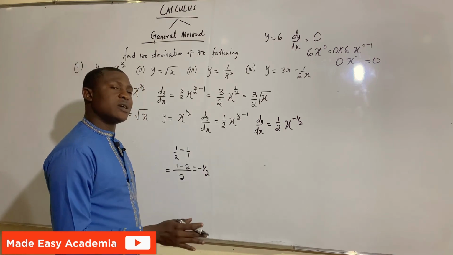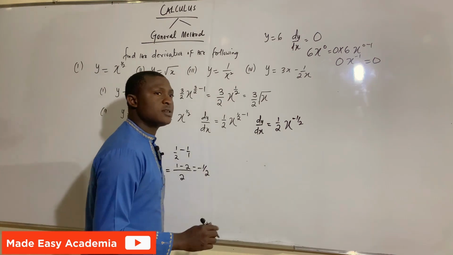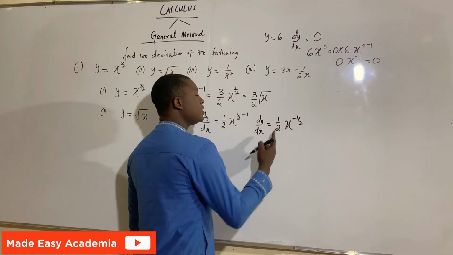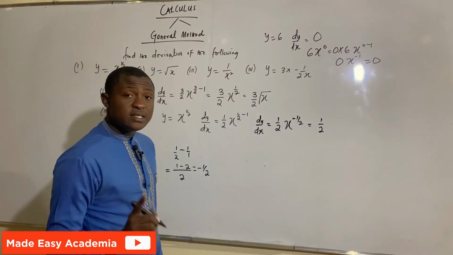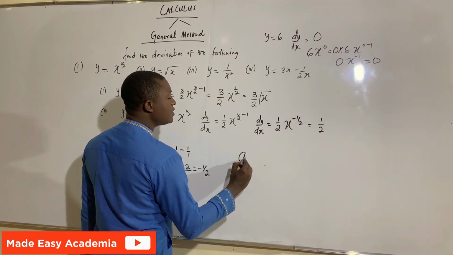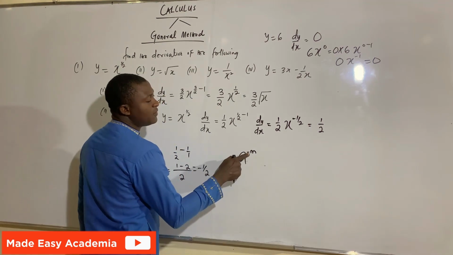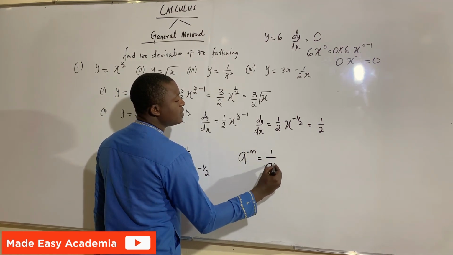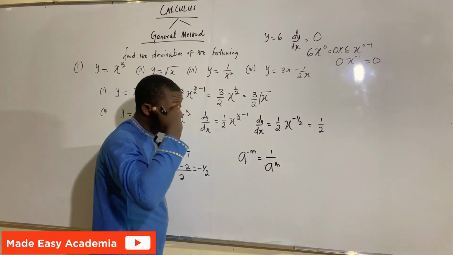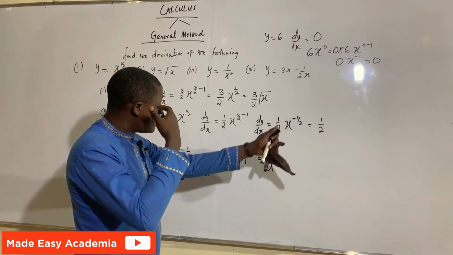So I want to be breaking them down one after the other, so that there won't be any issue with that. Okay, so now here, you can have this one to be 1 over 2. If you recall under indices as well, if I have a raised to the power of minus m, if you have a negative as a power, this is nothing but 1 over a raised to the power of m. I hope you remember this one, inverse law under indices. So that's what I'm trying to apply here now.